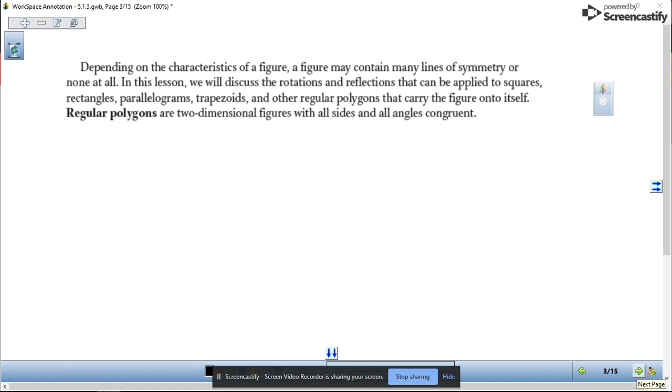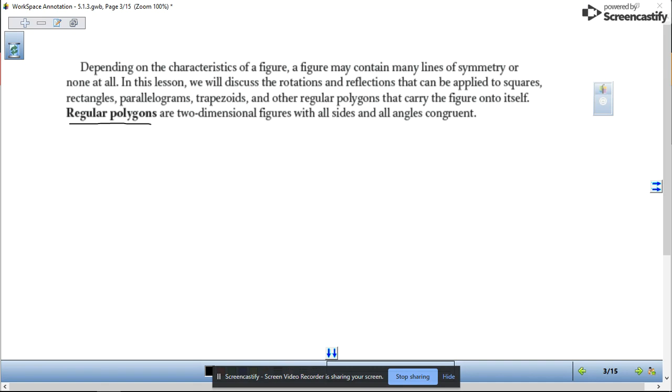So there's something we'll talk about with regular polygons. Okay, the word regular polygon means all the sides are the same length and all the angles are the same measurement. So think of a square. That's an example of a regular polygon. A rectangle would not be because the side lengths are not all the same.